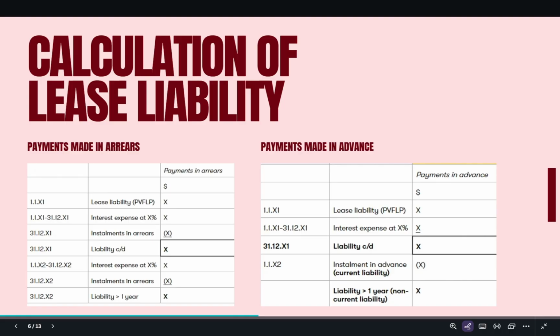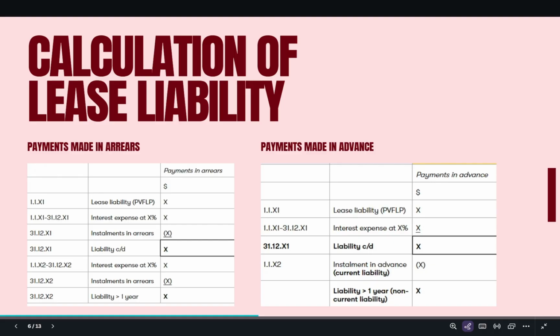For the non-current liability, it is basically the outstanding amount, and then you add it with the interest expense and subtract it with installments. There you find the non-current liability. For the payments made in advance, firstly, still the same. You find the initial measurement first based on the PVFLP, and then you will count the interest expense, nothing different. But the difference is here. You count the ending balance by adding the interest expense to the lease liability. That is your ending balance.